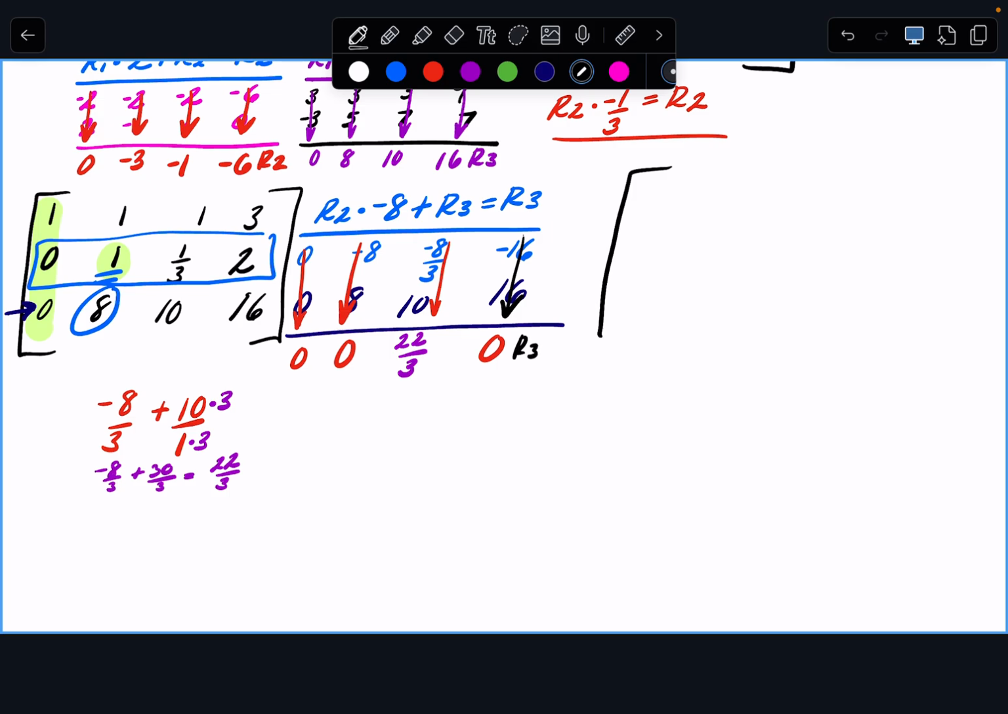Okay, here we go. I'm writing down row 1 as 1, 1, 1, 3. I'm writing down row 2 as 0, 1, 1/3, 2. And now row 3 just became 0, 0, 22/3, 0. Nope, it is not infinite and it's not no solution. It's not 0, 0, 0. Do you guys see what I'm saying?